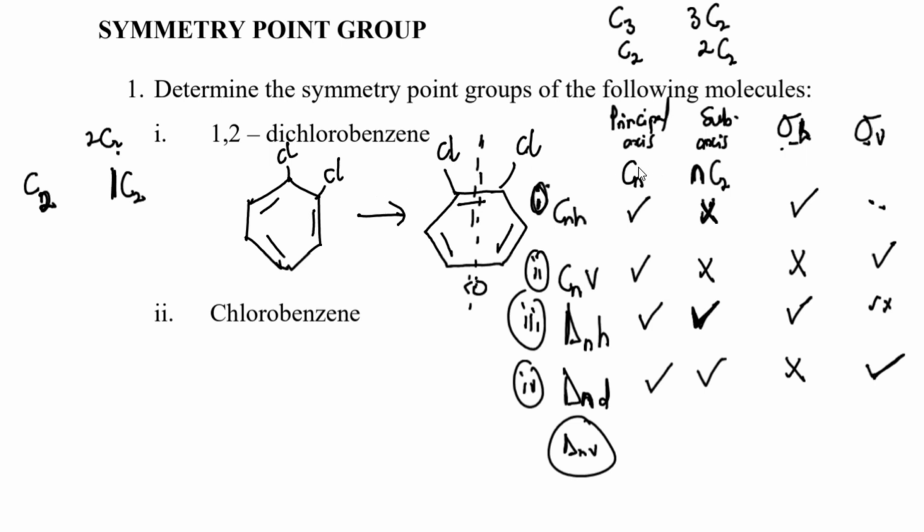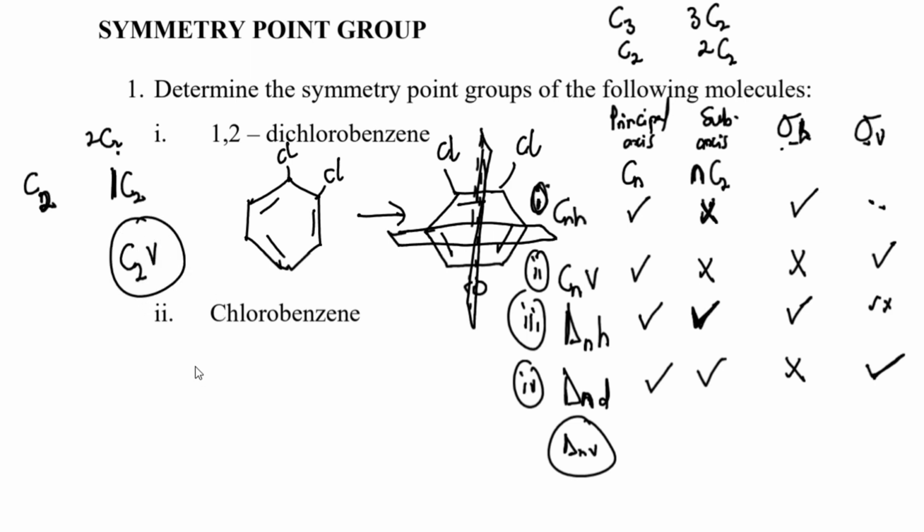Now let's see sigma H. Sigma H is basically the horizontal mirror plane, which is perpendicular to the principal axis. So it has to be at this point, like this. So there's no horizontal mirror plane, because what is above is different from what is below. Let's see the vertical mirror plane. What is here is also here. So we have absence of this, absence of this, and presence of this. So it's basically C2V. The configuration is C2 and V.